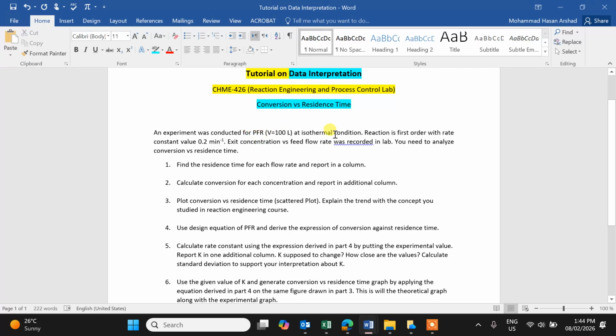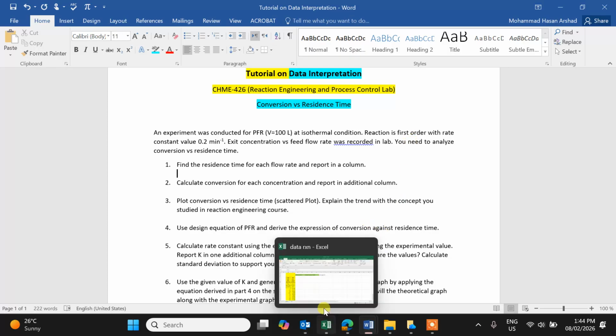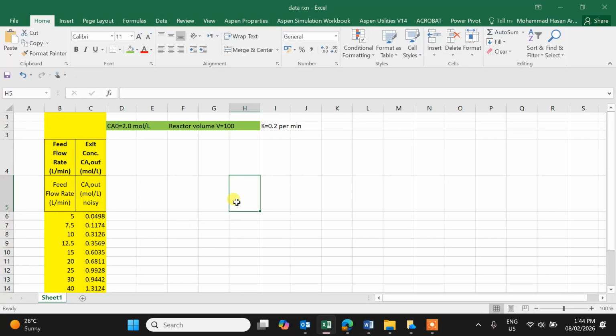Okay, volume is given, initial concentration is given, rate constant is given. This is a first order reaction. Okay, and then you have measured the concentration against different flow rates. So suppose you did the experiment. Now you can see the Excel.